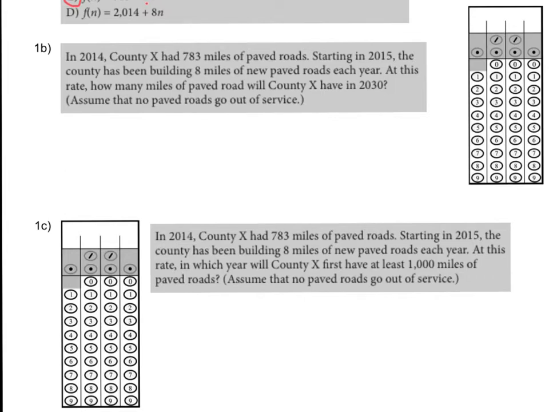This is an alternative that the SAT may ask. They may start out with the same info, that in 2014 there were 783 miles of paved roads, and then they began building 8 miles of new paved road each year. So times x, or if you want to use n like they did in the example above, you can. It's an x, by the way, each year. At this rate, so at the rate of 8x, 8 new roads every year, how many miles of paved road will County X have in the year 2030?